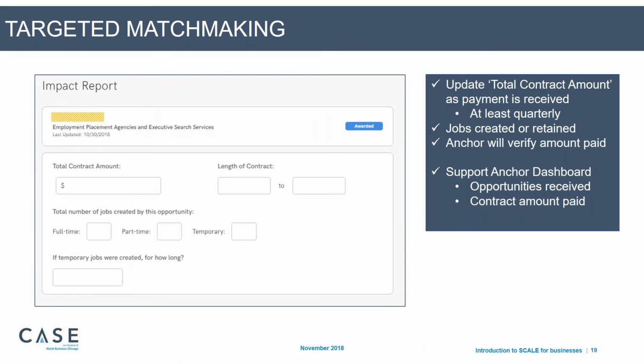Impact reporting. Once you go through the bidding process, if you are awarded, we ask that you tell us more details about the contract. We'd like to know the actual amount that was paid out, the contract amount. We realize that that may not come all at once. As you're receiving payments, we ask that you backtrack and log into Scale and update the number accordingly. How long did the contract last? You can tell us when it started. And if any full-time or part-time jobs were created or retained because of this opportunity.